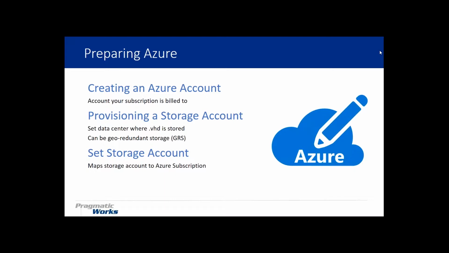Once we have our Azure account set up, the next thing we're going to need is a storage account. The storage account is where we're actually going to store our VHD. So we've got that 127 gig maximum file there, and we actually have to put it someplace, obviously. So that's going to go into a storage account.